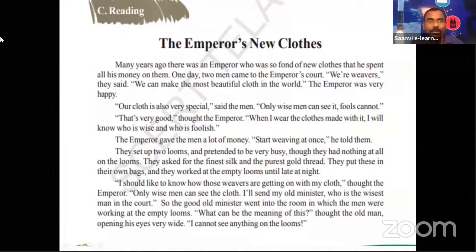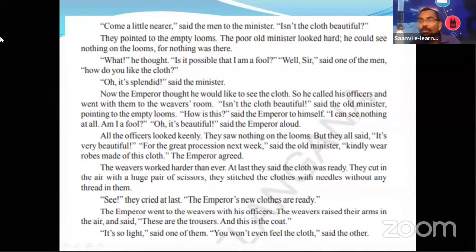Now the next paragraph. Come a little nearer, said the men to the minister. Isn't the cloth beautiful? Who are the men here? It means the weavers, who came to cheat the emperor. They asked the old minister, isn't the cloth beautiful? They pointed to the empty loom.